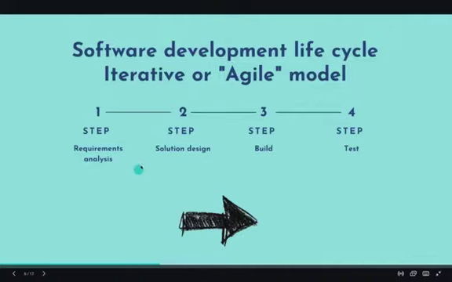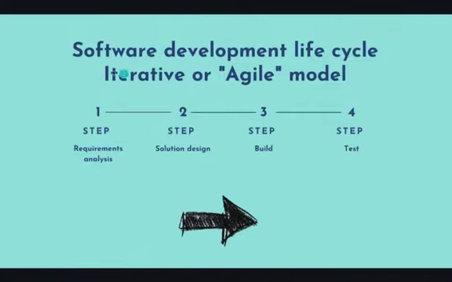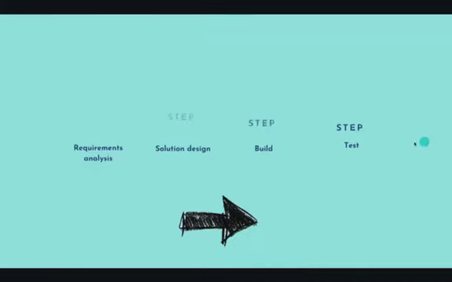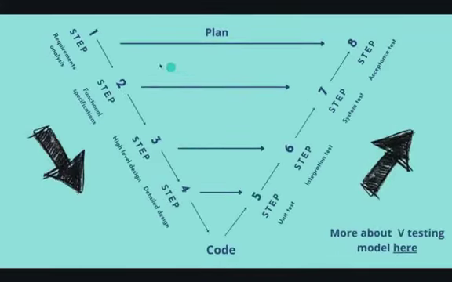So you may have an error in the requirement analysis. You maybe understood the requirements wrong, and you went all the way through the cycle, and then when writing tests, you noticed that you had an error in here, or you misinterpreted something, or in the solution design. This is why this cycle is somehow outdated, and it was then replaced with a V-testing model.